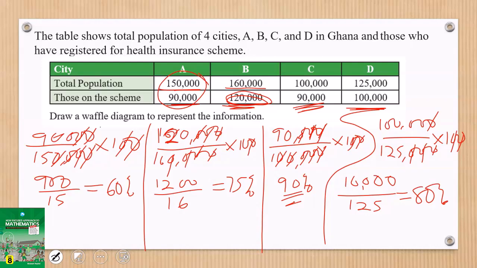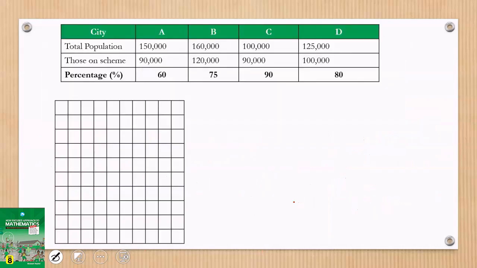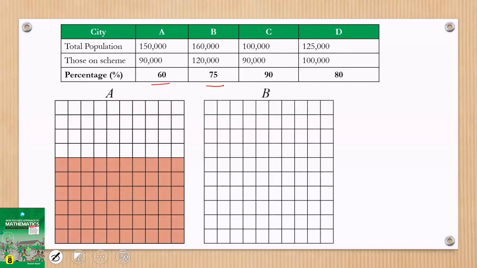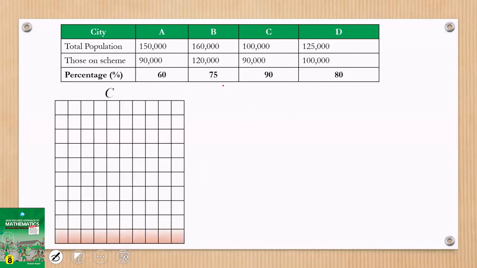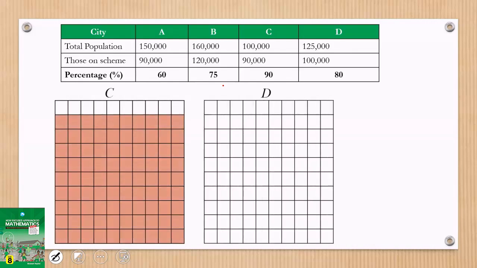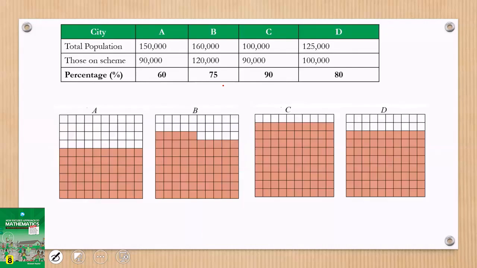Now, how do we represent this with the waffle diagram? So now these are our percentages. First of all, we have 60, that's city A. So for city A, we shade only 60. Then for city B we shade 75. Then for city C we shade 90, and for D we shade 80. Now, when we bring all of them together like this and you compare them, you can see that city C has the highest. I'm sure this has really helped you in understanding this concept.